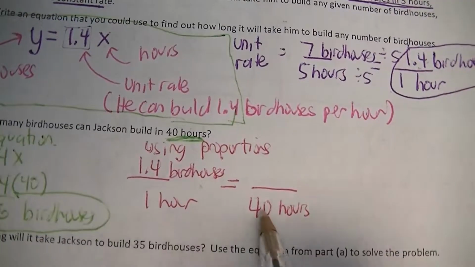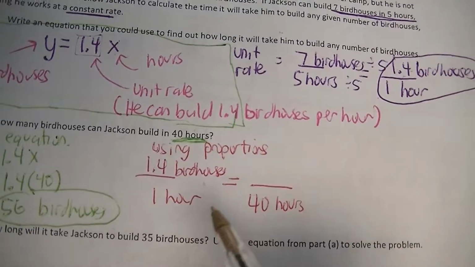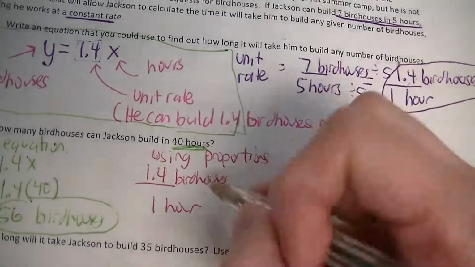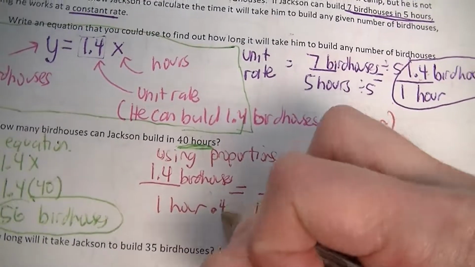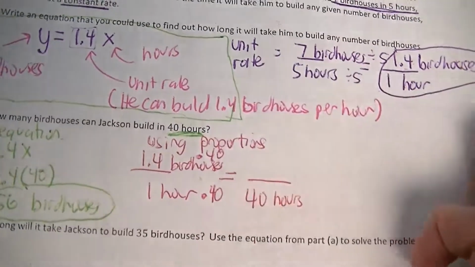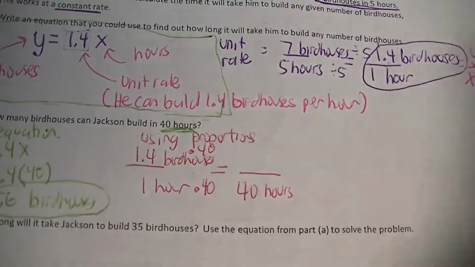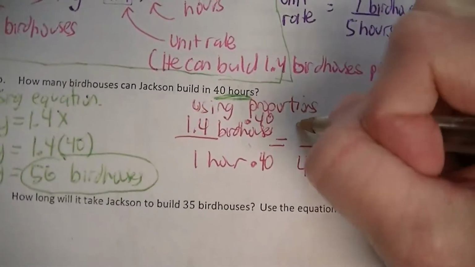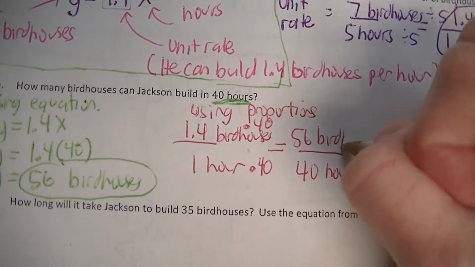And to get from 1 to 40, using multiplication or division, what do you have to use? We would have to multiply. 1 times 40 equals 40. So multiply this denominator by 40, and also do that to the numerator. So 1 4/10 times 40, and you get 56. 56 birdhouses.